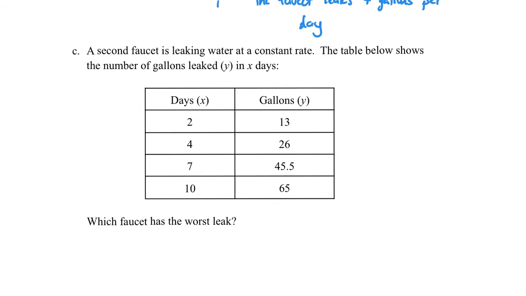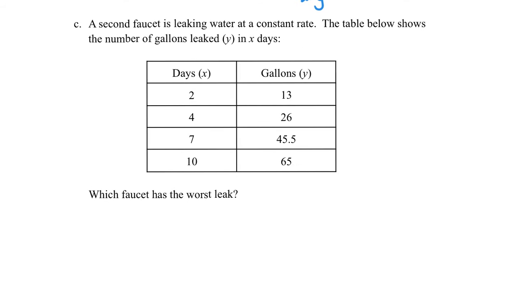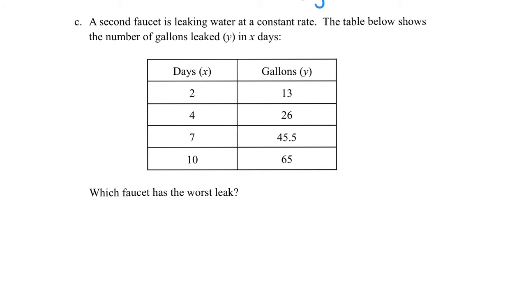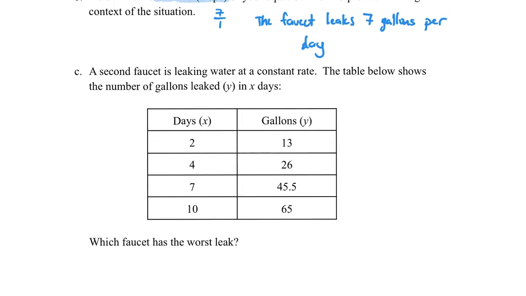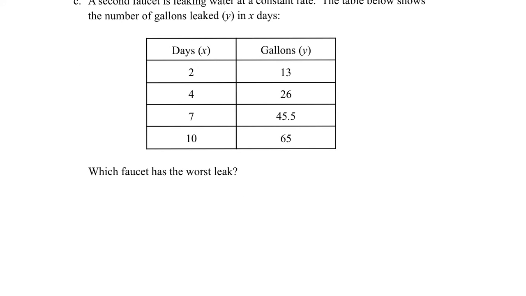All right, let's continue on. A second faucet is leaking at a constant rate. So now there's a second leaky faucet. The table below shows the number of gallons, y, leaked in x days. Which faucet had the worst leak? Well, I need to know the rate that the new faucet is leaking. I already know that the first one is leaking 7 gallons per day. How much is this one leaking?